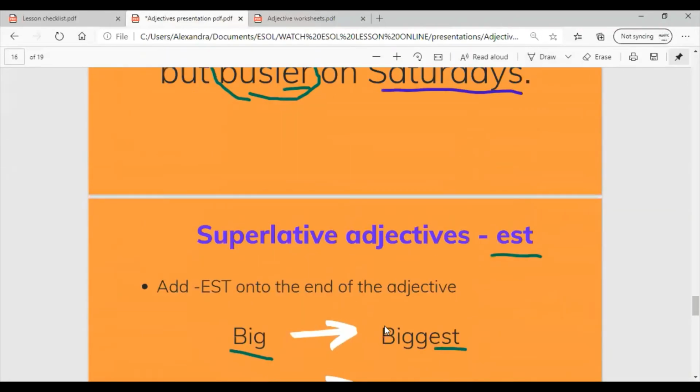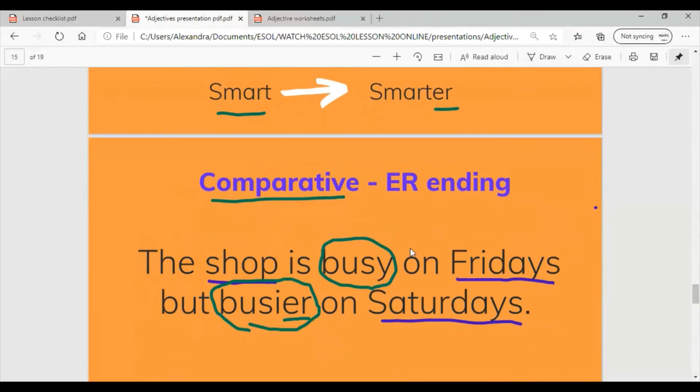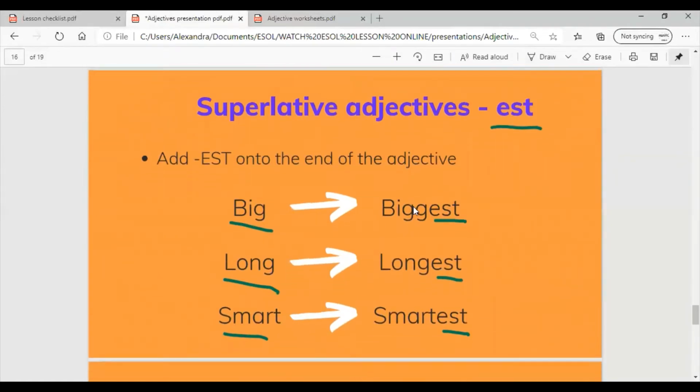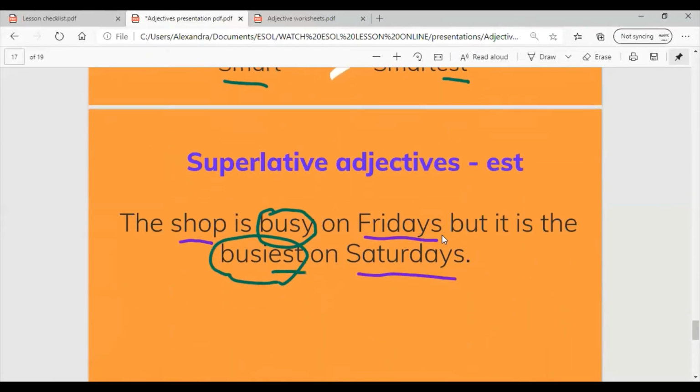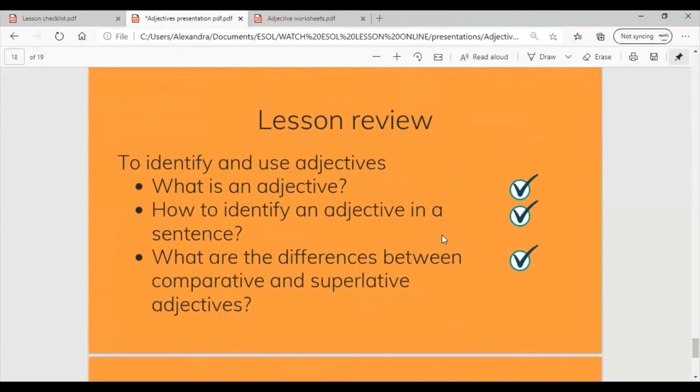So a really easy way to remember this is, for comparative, you have the ER ending. Look for that on the end of the adjective. And for superlative, we have the est ending. So you'll be looking for this est on the end of an adjective. Okay, so that's all quite straightforward.